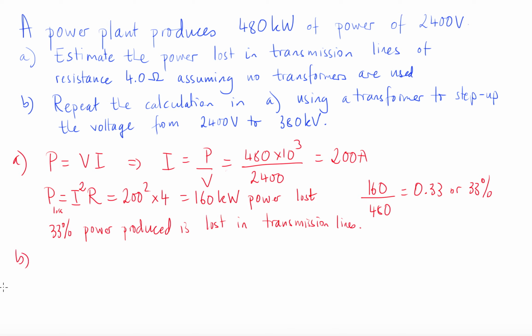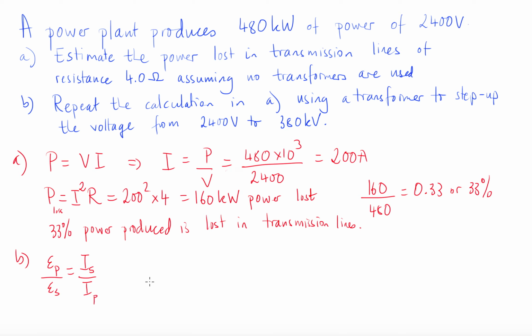However, if we step up the voltage, we step down the current. So by using the formula, the ratio of the EMF in the primary coil divided by the EMF in the secondary coil equals the current in the secondary coil divided by the current in the primary coil. Let's plug in our numbers.